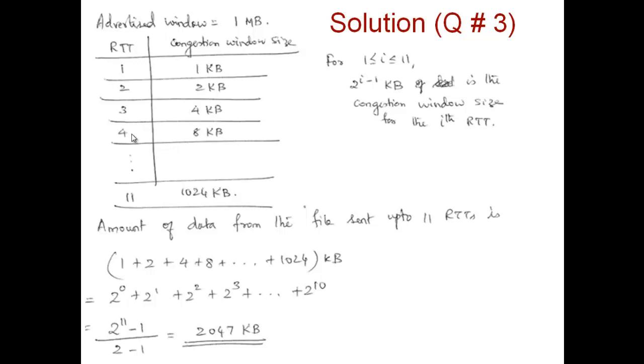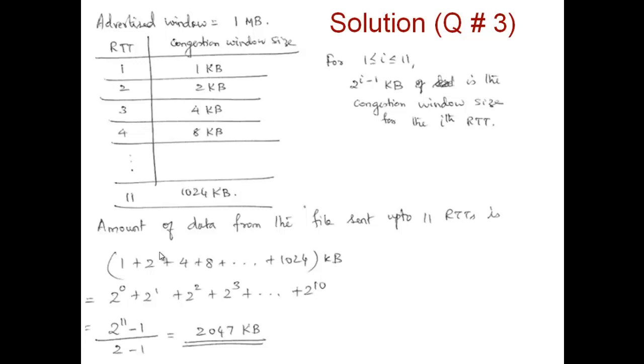Now the number of round trip times is 1 more than the exponent. So 1024 is 2 to the 10. Again, 8 here is 2 to the 3, but the number of round trip times is 4, 1 more than 3, right? Similarly, 4 is 2 squared, and the number of round trip times is 1 more than 2, right? So like that, 1024 is 2 to the 10, and the number of round trip times is 1 more than 10, which is 11.